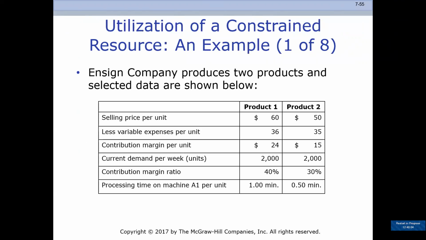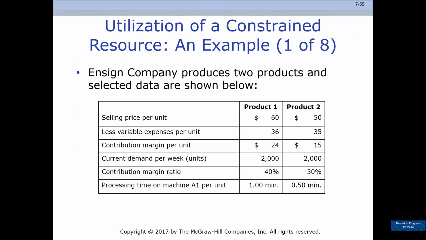So here's an example. Ensign Company produces 2 products, and selected data are shown below. They have the 2 products. Selling price per unit, 60 versus 50. Variable cost per unit, 36 versus 35. So the contribution margin, 24 plus 15.